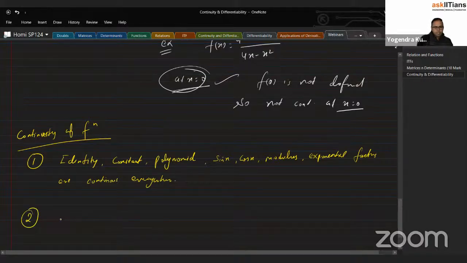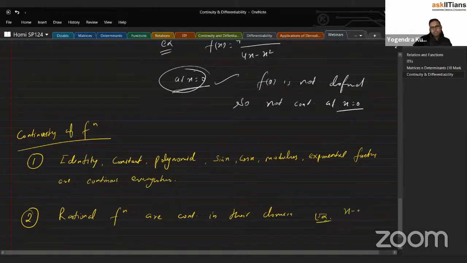Now the second point: rational functions are continuous in their domain. For a rational function example, we can take x minus 2 divided by x minus 3. At 3 it will not be defined, so how will it be continuous? That is the point we need to exclude, otherwise it is continuous everywhere. Here, guys, not continuous at x equals 3.